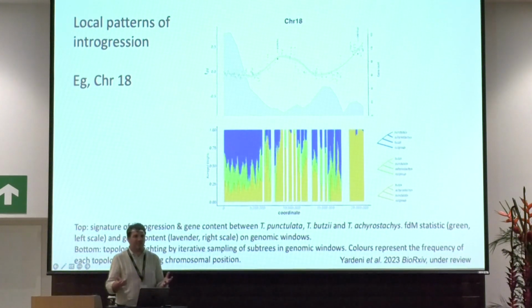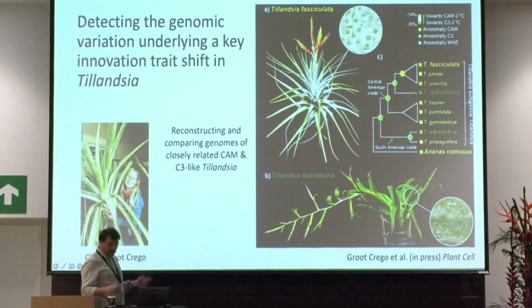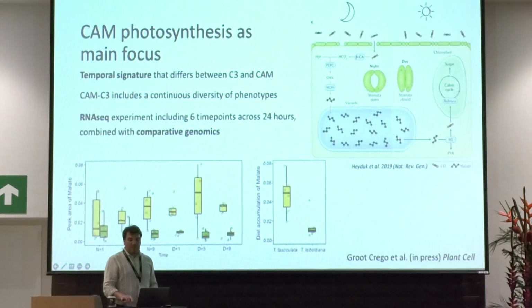So we thought that maybe we don't understand this trait very well in Tillandsia, so we started to dig deeper into that particular phenotype. We went back to our two reference genomes, and we took a comparative genomic approach between Tillandsia fasciculata and Tillandsia leoboldiana. They're not sister species, but they are quite closely related. They are some of the most divergent CAM/C3 phenotypes in the group, based on, for example, carbon isotopes.